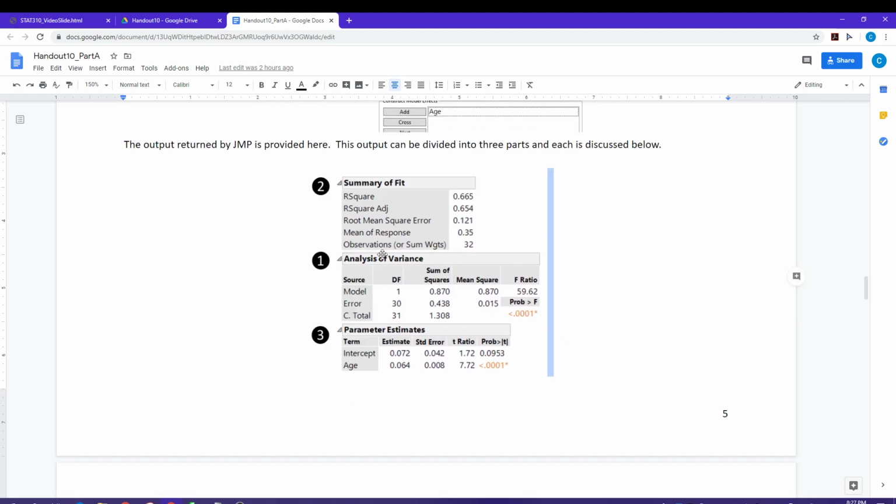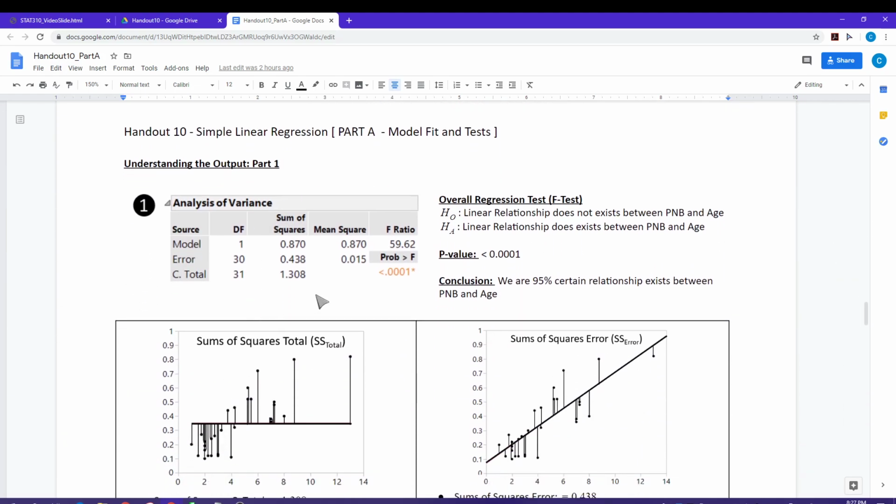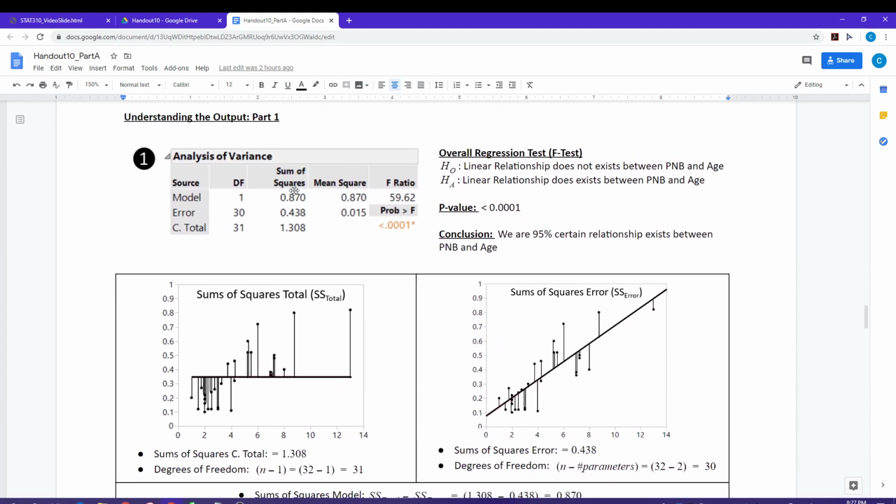So I've broken these out into 3 different components. We'll first talk about the analysis of variance part. So, understanding the output, part 1 here. These terms, we have seen these earlier in the semester: the sums of squares total, the sums of squares error, and the sums of squares model. Now the structure of my model is slightly different than what we've had previously, again because both the x and the y are quantitative in nature. But these ideas still hold.